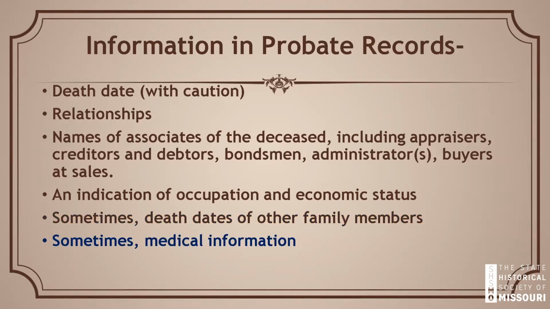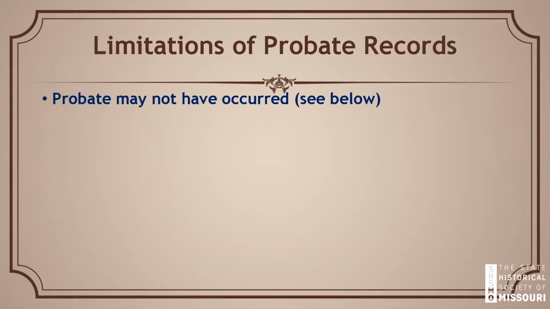Sometimes medical information. Some of the most entertaining things I found in probates were doctor's bills, and you get an idea of either the competence of the doctor or the medicine of the time, or else what was actually the cause of death of your ancestor. Oftentimes, original signatures, which you can use to match up with other documents. There are some limitations, though. Probate may not have occurred. That's the biggest limitation, and we'll talk about why later.